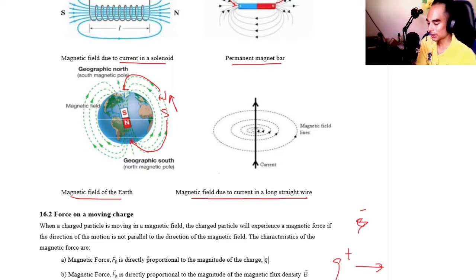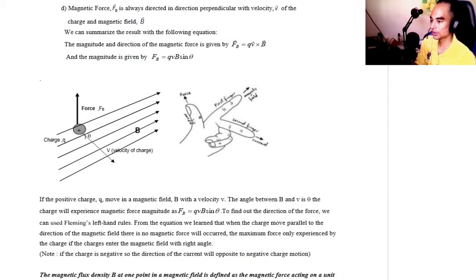Okay. So what are the factors of the magnetic field? One is the magnitude of the charge. How big is the charge? Number 2 is the magnetic flux density, marked by B, and it depends on the velocity of the moving charge. So these are the factors that determine how strong the magnetic field is. So we conclude that F, the force of the magnetic field, is given by QVB sin theta.